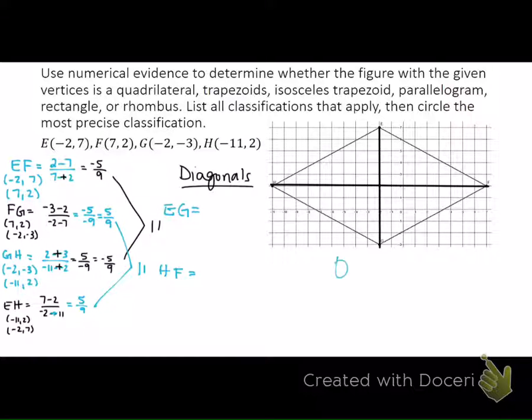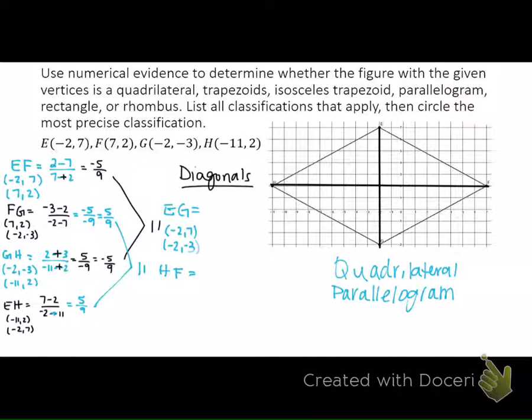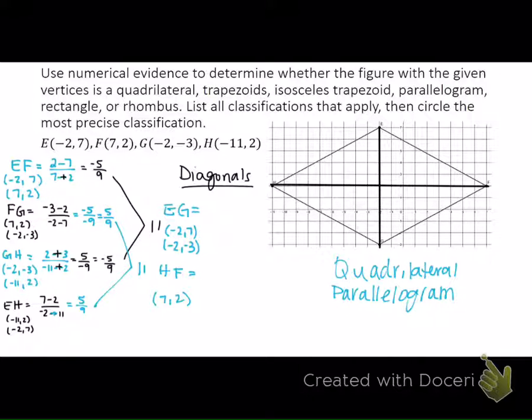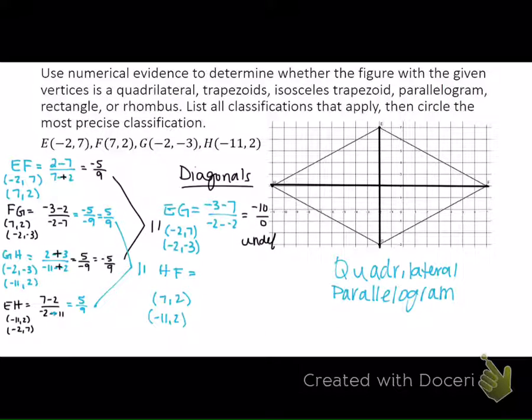So right now we know it's a quadrilateral because it has 4 sides and it's a parallelogram. So we're checking to make sure it's not a rhombus. So again, I'm going to find the slope of EG. And HF. And I get -3 minus 7 over -2 minus a -2. So that's -10/0. Can you divide by 0? Nope, so that's undefined.